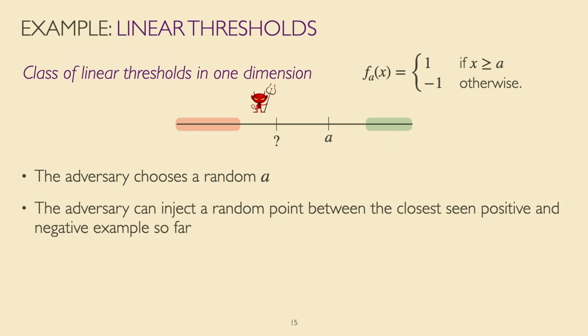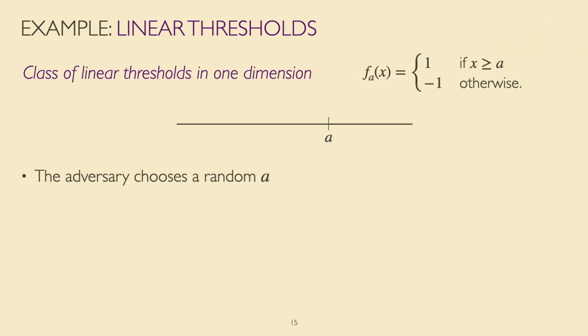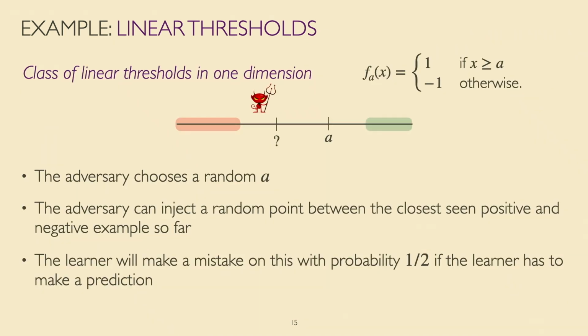Now what the adversary can do, if the adversary is allowed to inject a point, is inject a random point between the closest positive and closest negative. If it injects this point, and the learner has to predict, the learner does not really know which label it should be, because the original A was randomly chosen. So the learner will make a mistake with probability half if the learner has to make a prediction. Now this is the worst case situation.